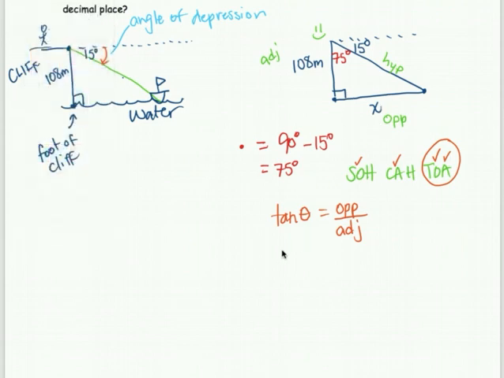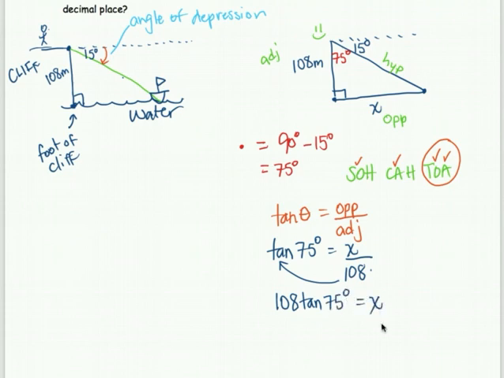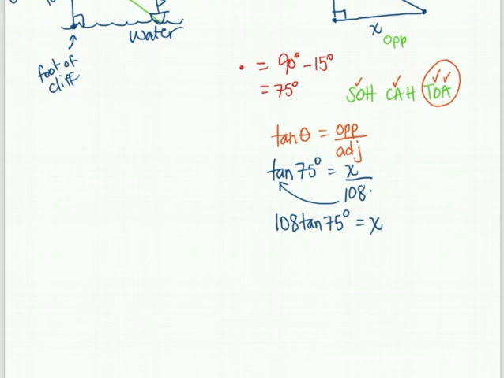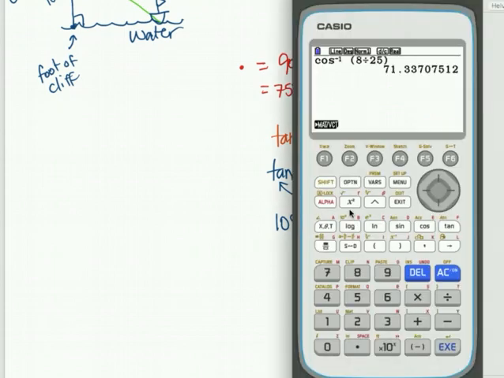Okay, so from here, now that we know which formula to use, let's plug it in and start calculating. So the tangent of, well, the angle that we figured out is 75 degrees. The opposite side, well, that's the side we need to find, from the boat to the foot of the cliff. And the adjacent side is 108. Okay, and then we need to isolate x, so we are just going to move this 108 over here. Okay, and calculate that out. So 108 tangent 75.